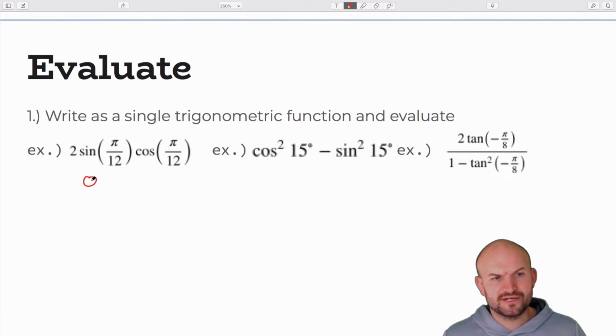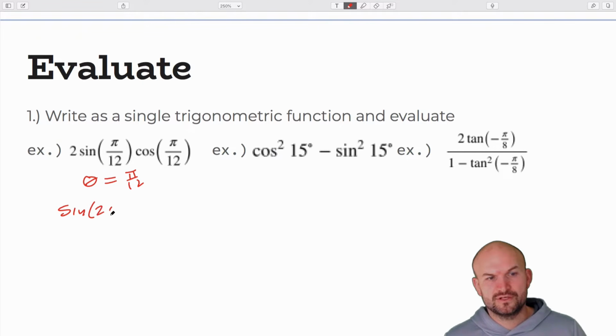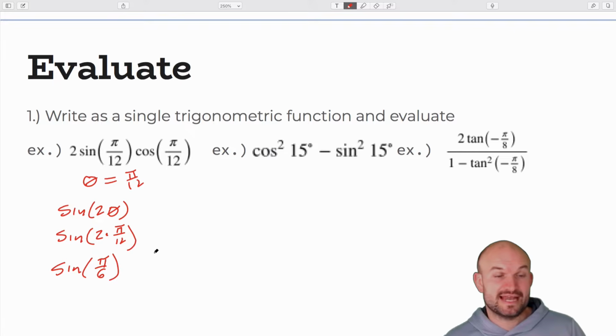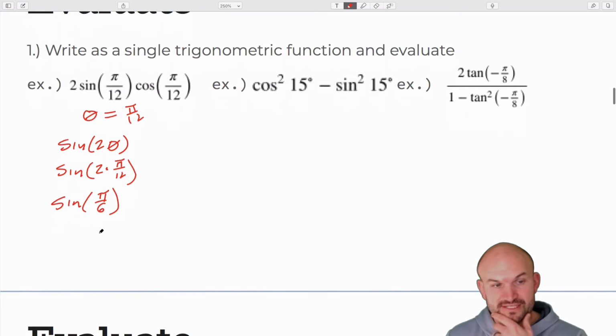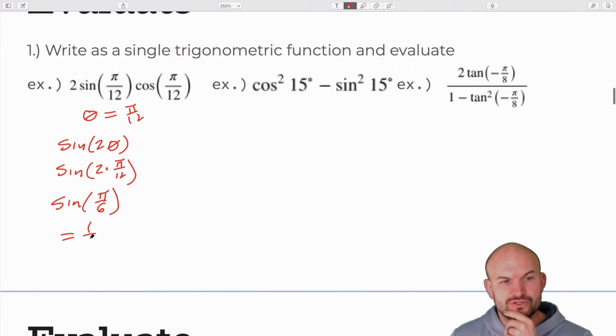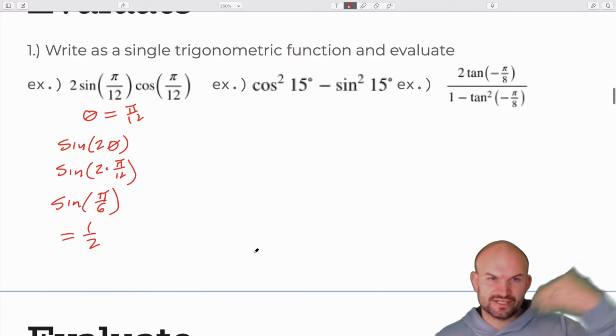We can recognize here that theta is pi over 12. So what we're really trying to identify is we know that this is the sine, right, of 2 theta. So now all we're going to do is plug this in. So this is the sine of 2 times pi over 12. Well, 2 times pi over 12 is going to be the sine of pi over 6. And then, just using the unit circle, pi over 6 is going to be equal to 1/2. So you can see how that works.